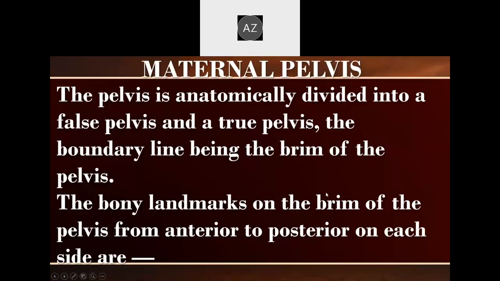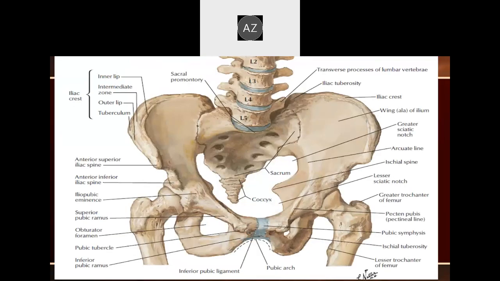So the maternal pelvis is anatomically divided into a false pelvis and a true pelvis. So you need to think of false and true. That's it, 2 divisions, and that's enough. But then how can you know this the false and this the true pelvis? So the landmarks on the brim of the pelvis: the pelvic brim is the boundary that gives us the division between the false and the true.